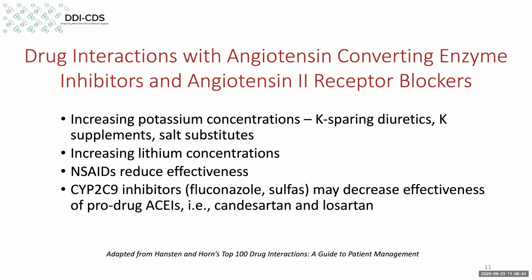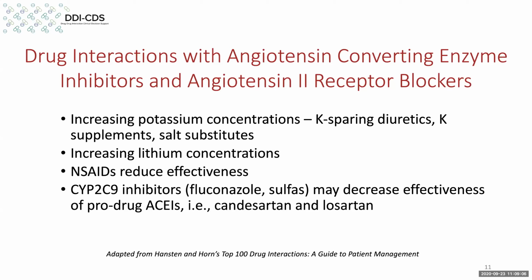Now, if we think about angiotensin-converting enzyme inhibitors and ARBs, there are actually a number of different pharmacodynamic interactions that occur with these. The one we're going to focus on, of course, is the first bullet here, the increase of potassium concentrations. But there have been other interactions studied as well that we're not going to talk about today, but just for your inclusion, we've added some of the more important ones here.